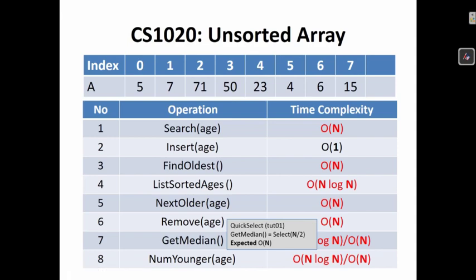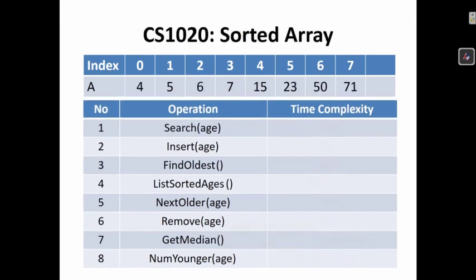Okay, next. What if you use a sorted array instead? In a sorted array, I have to maintain the property that everything must be sorted whenever you insert or remove stuff. So again, if you search for a particular age, since it's sorted, it's quite easy, right? I can do binary search. So binary search, O(log n) time.